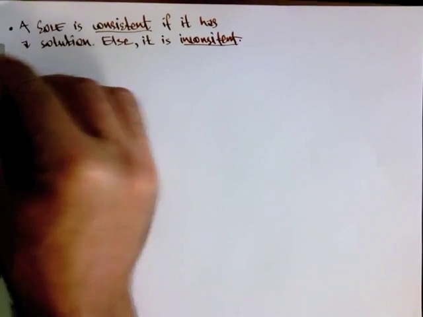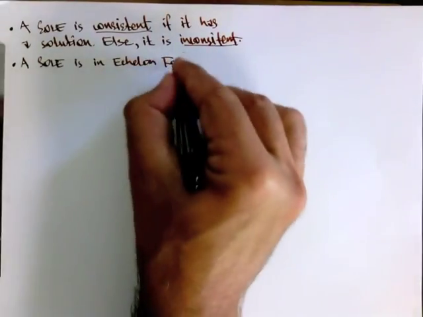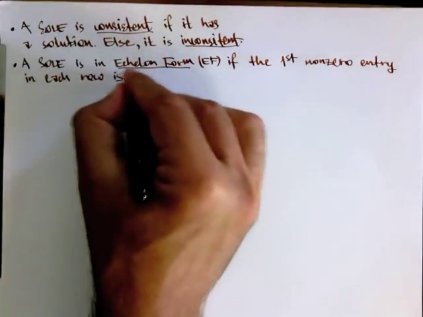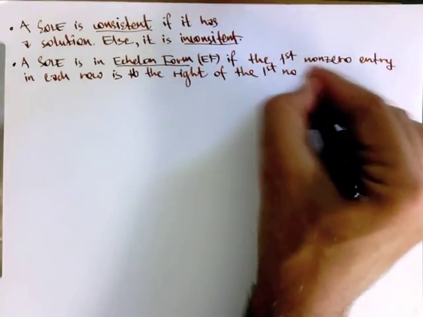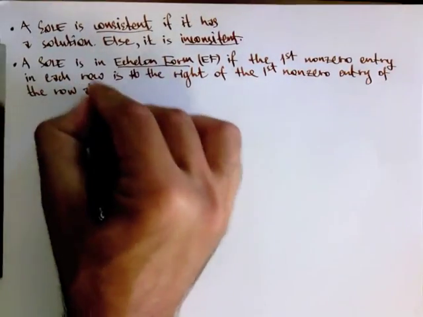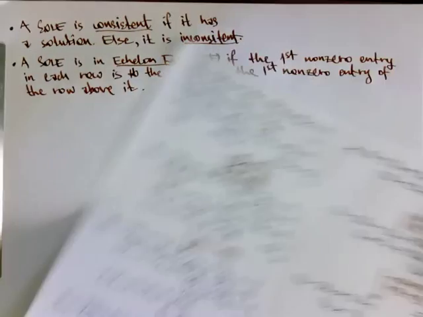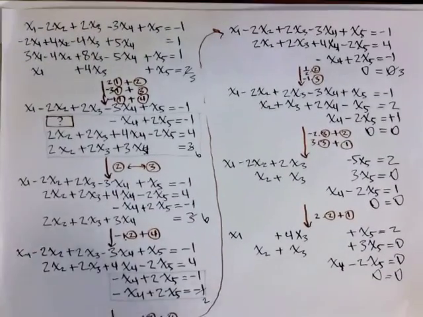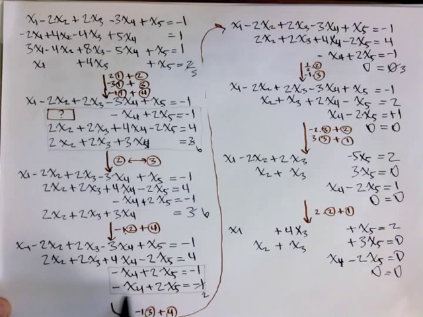We say a system of linear equations is in echelon form if the first non-zero entry in each row is to the right of the first non-zero entry in the row above it. For instance, all these systems on the left-hand side are not in echelon form, because there are some first non-zero entries that are not to the right of the ones above them, like pretty much all the rows in the first system, the x2 in the second system, and the negative x4 in the last system.